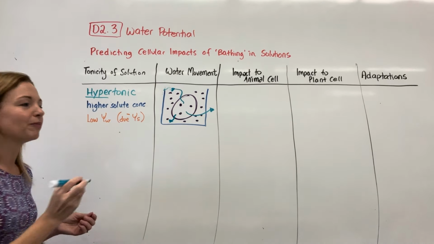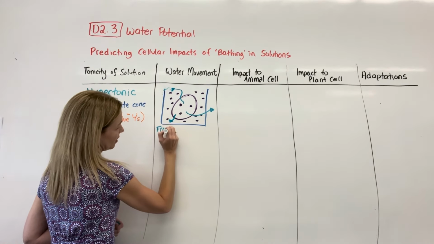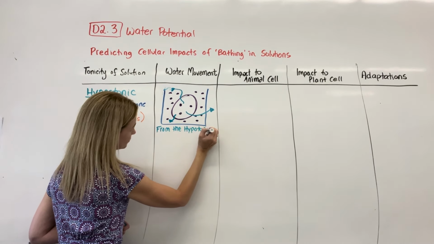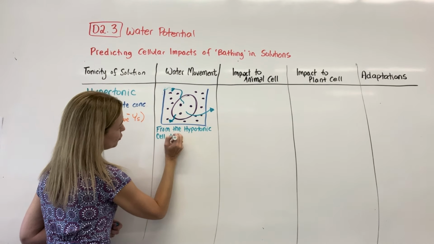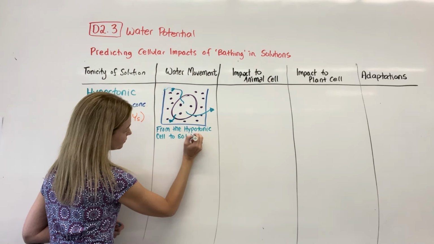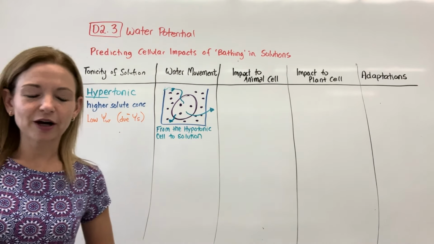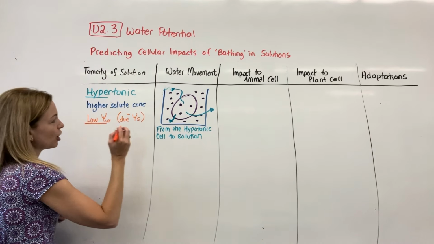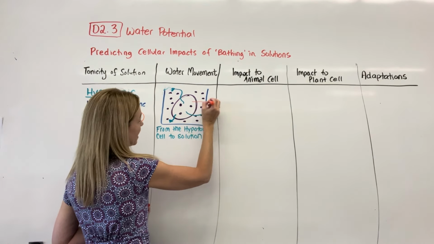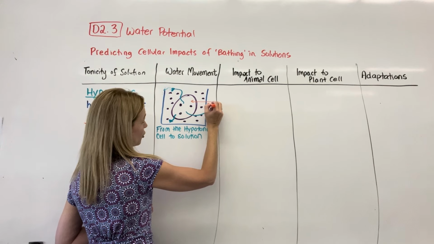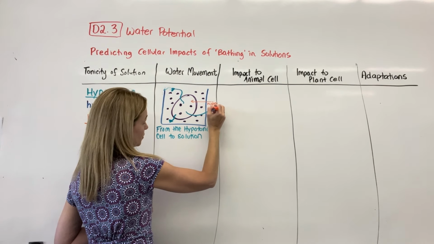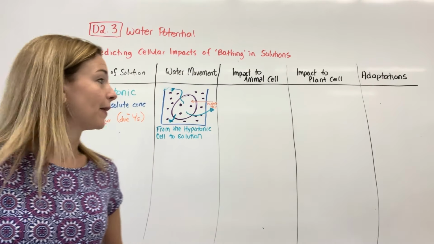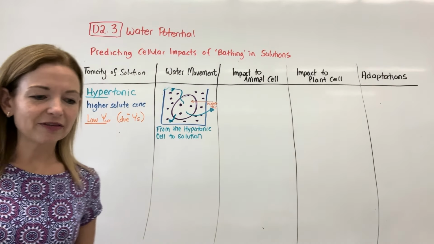So the movement is going to be from the hypotonic cell to the environment. So my cell is comparatively hypotonic. So again, we said here, the environment has the low. So as a result of that, the actual cell has the higher water potential. So the higher water potential of the cell. So just adding those terms in there. Okay, so water is leaving the cell.